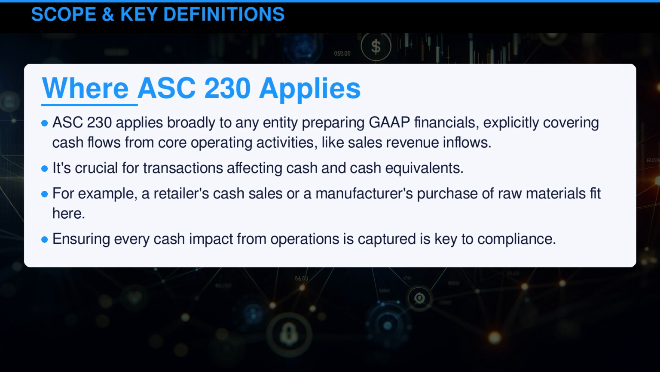ASC 230 applies broadly to any entity preparing generally accepted accounting principles financials, explicitly covering cash flows from core operating activities like sales revenue inflows. It's crucial for transactions affecting cash and cash equivalents. For example, a retailer's cash sales or a manufacturer's purchase of raw materials fit here. Ensuring every cash impact from operations is captured is key to compliance.